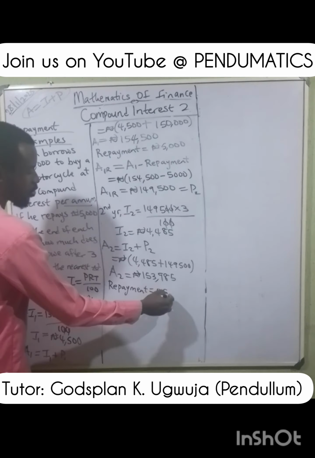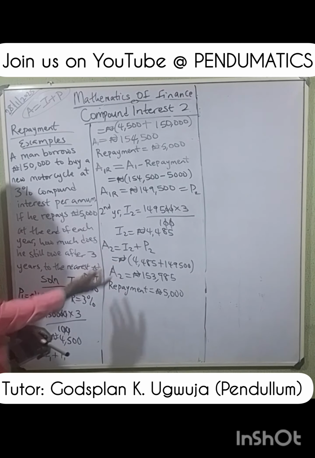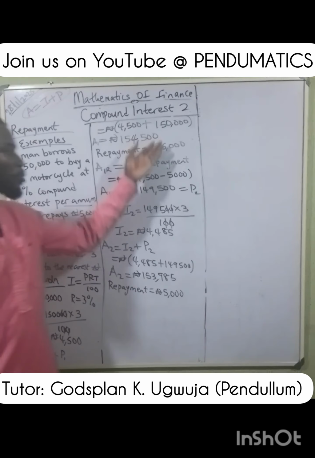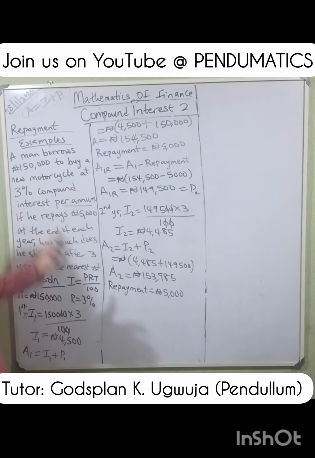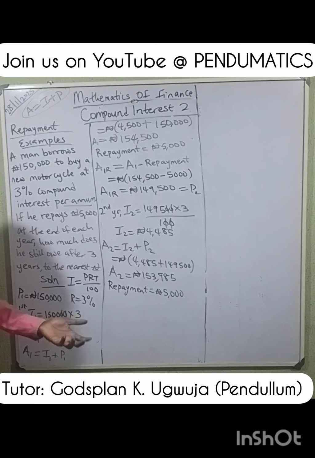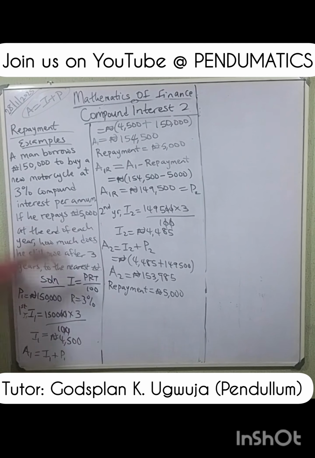Now we are using 5,000 continuously here as the repayment for each year because we are told that he repays 5,000 at the end of each year. You may see a question where at the end of the first year he repaid 10,000, at the end of the second year he repaid 15,000, at the end of the third year he repaid 5,000. If the value varies, then use the appropriate value for each year. If you repaid 10,000 at the end of the first year, use 10,000 here. If you repaid 5,000 at the end of the second year, use 5,000 for the repayment. So we are using 5,000 all through because they told us it is 5,000 he paid back all through.